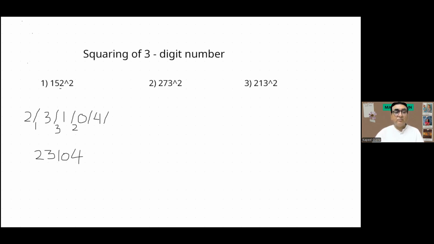Now I have to find the duplex of the single digit 1. So 1 square is 1. Adding it to the carry forward 1 becomes 2. So 2, 3, 1, 0, 4. Simple. Now let's try the next one.